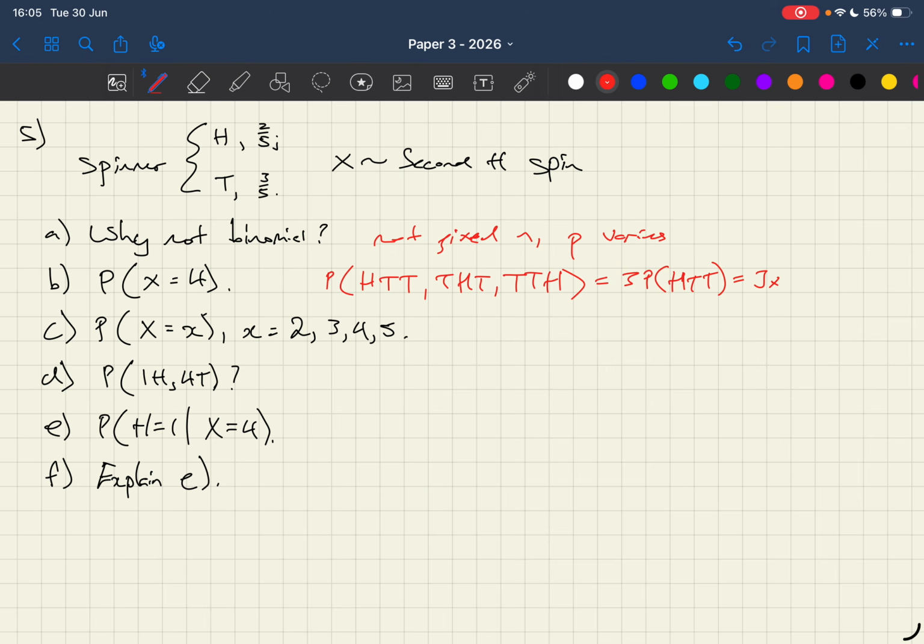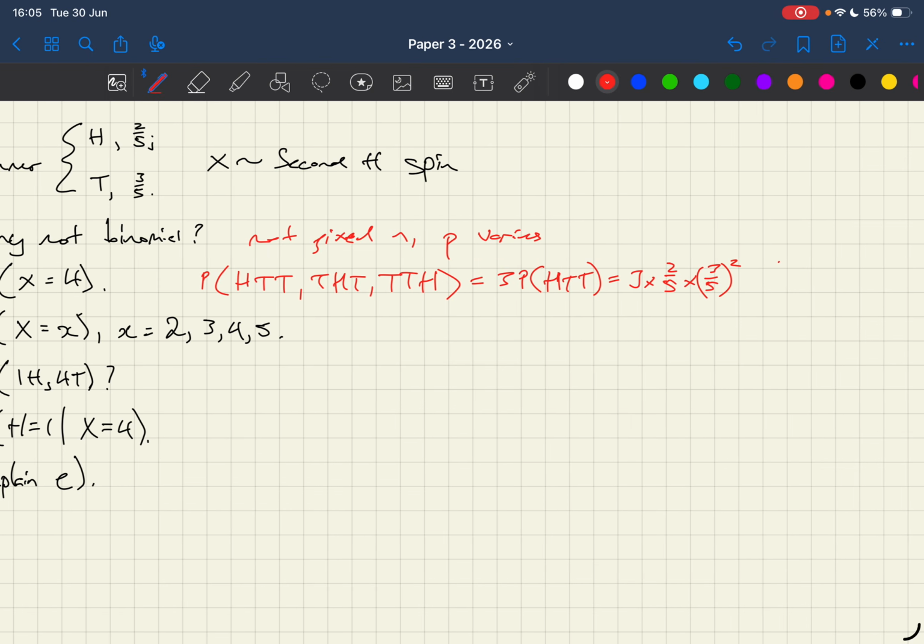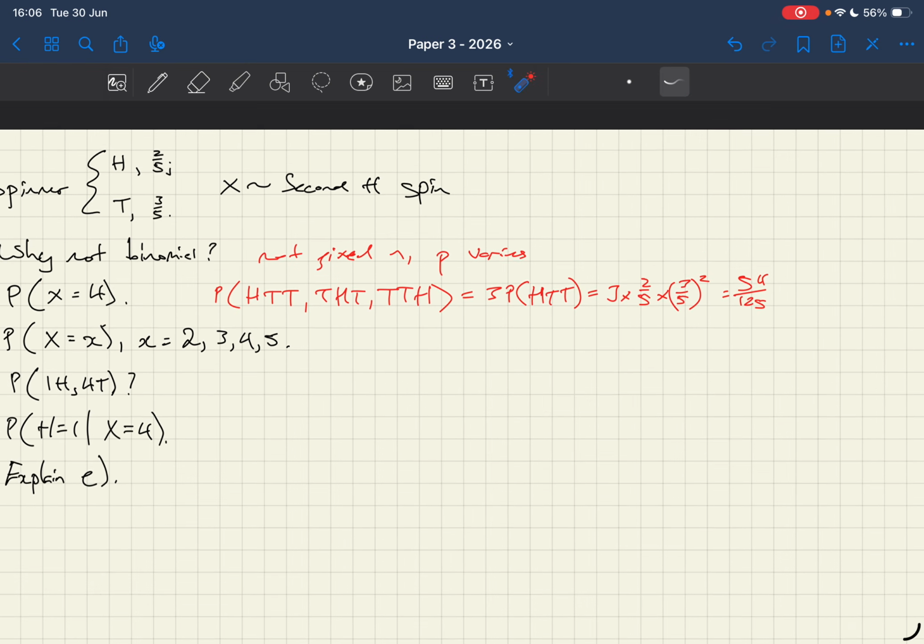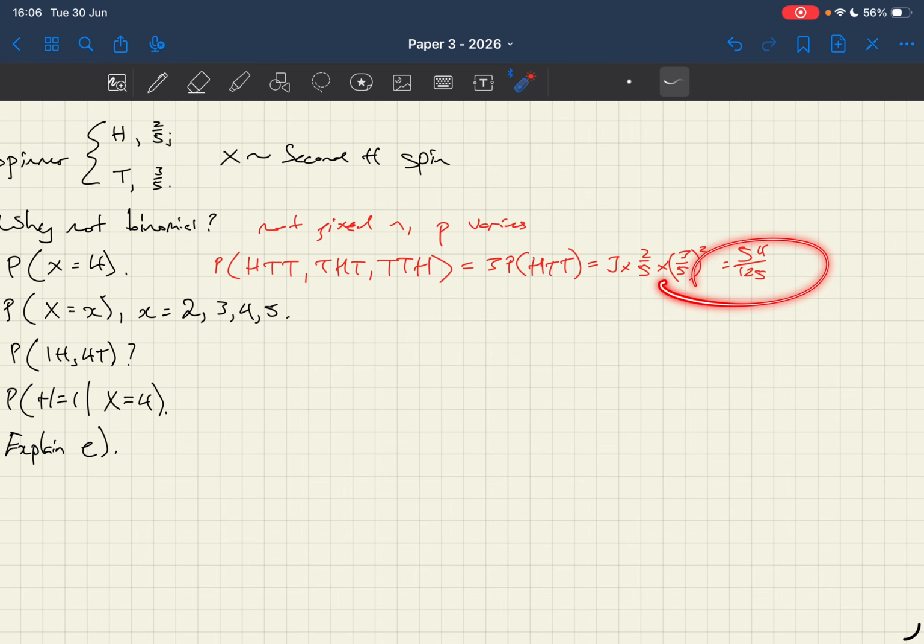And to get that, we need to have one heads, so 2/5, and then 2 tails, so 3/5 squared. Let me calculate that. What do I get? 3 times 2/5 times 3/5 all squared gives me 54 on 125. Is that good? No, it should be 108. Why not times by 2 somewhere? Oh, okay. Ignore me. Yeah, this is good. This is good.